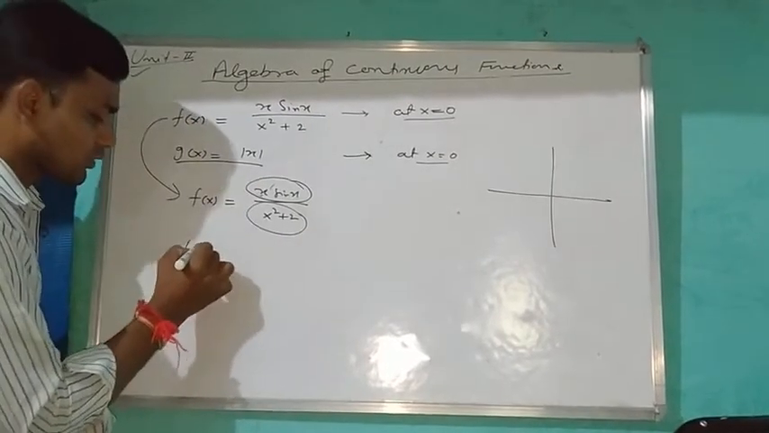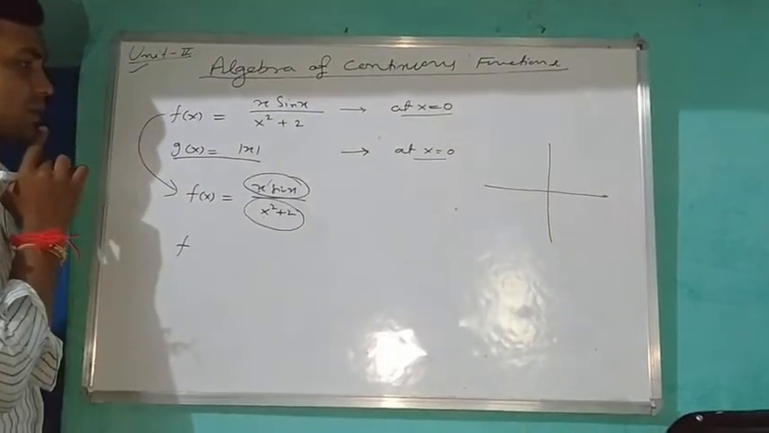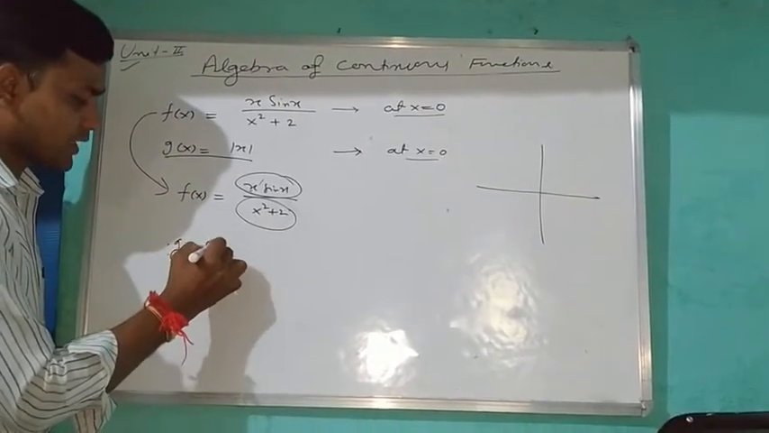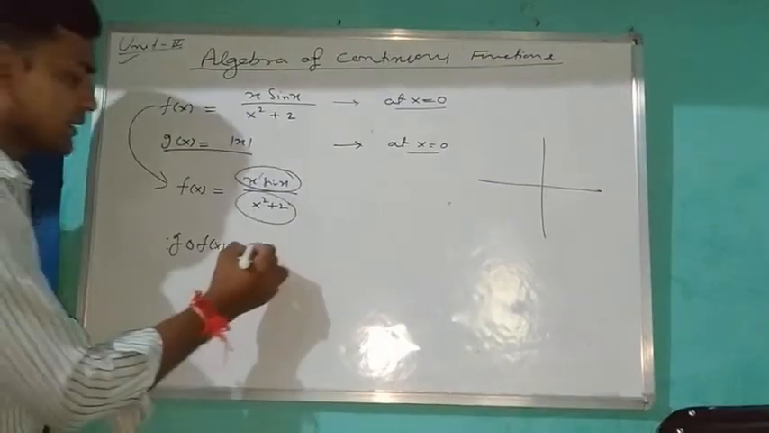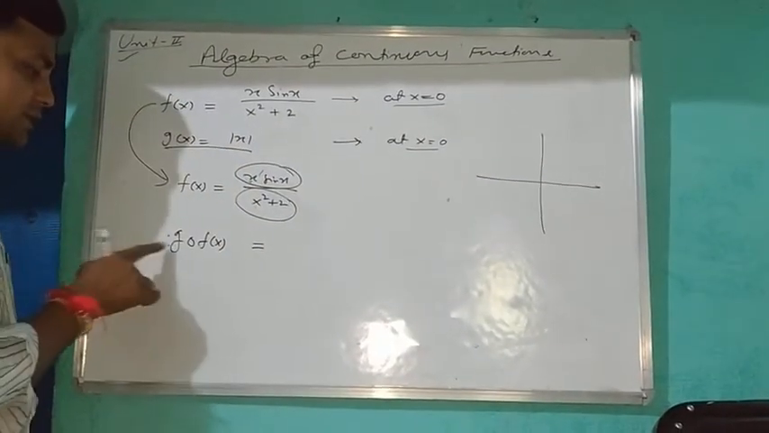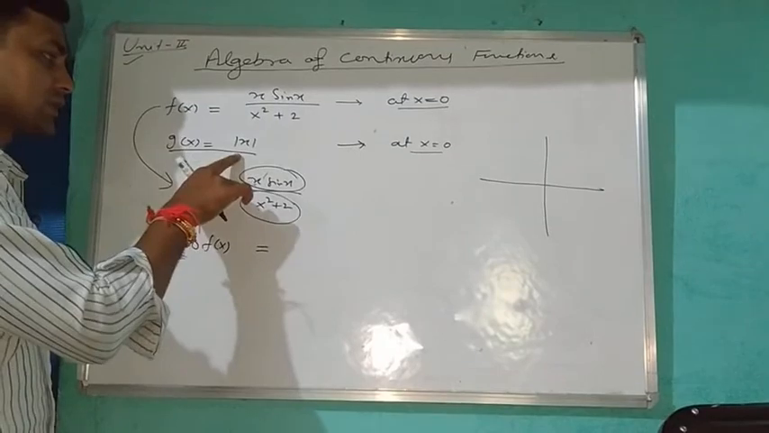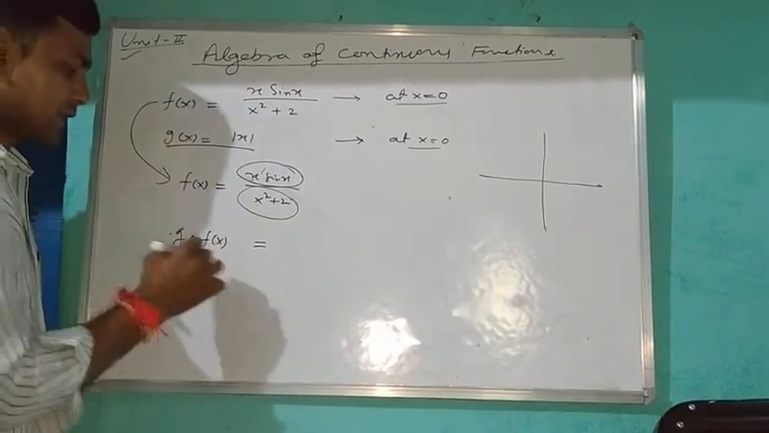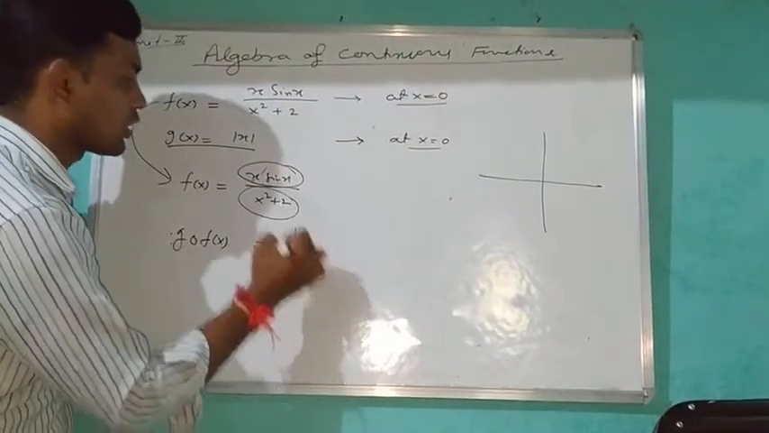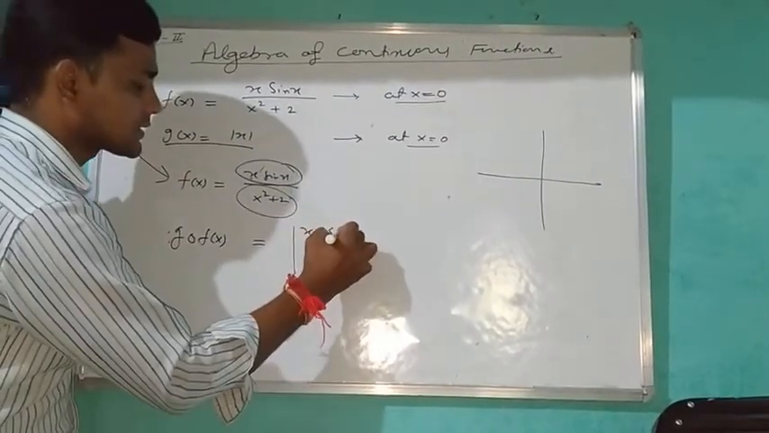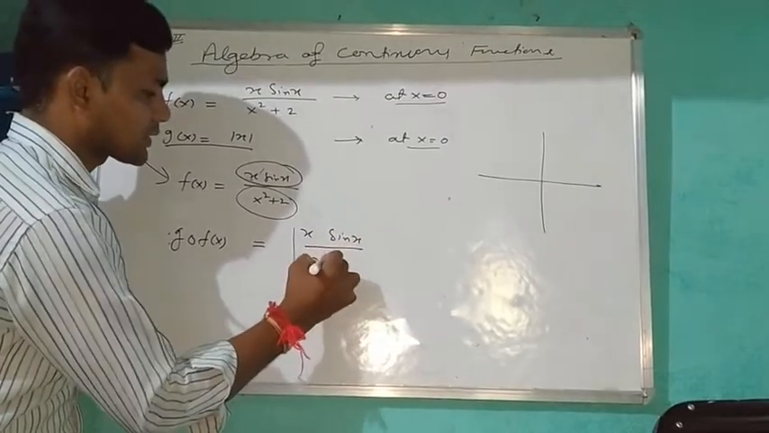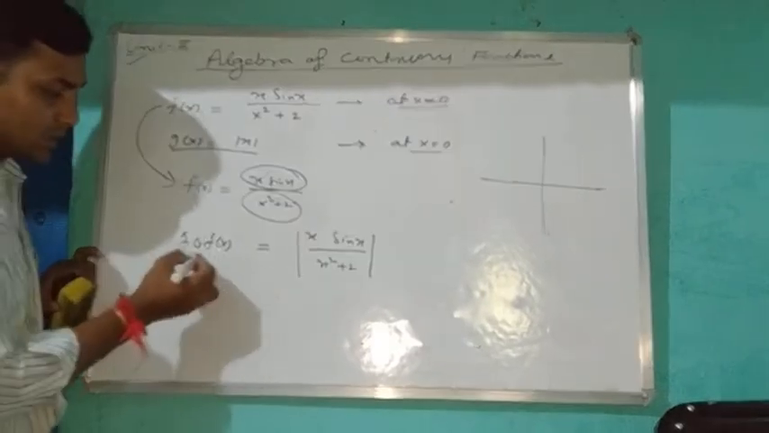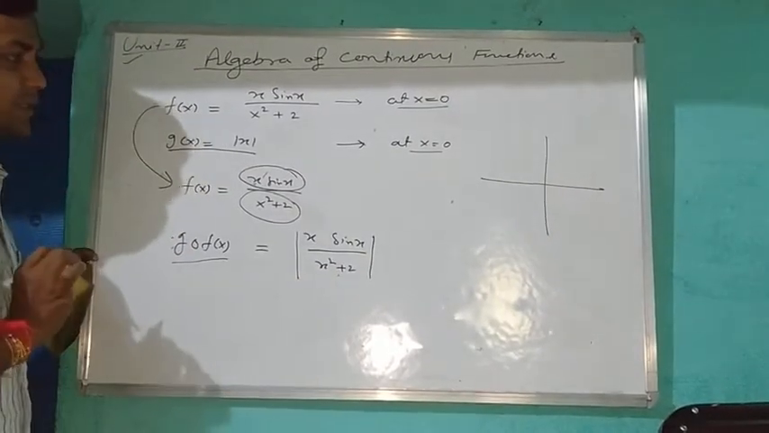If we want to find the continuity of the function g operation f of x, we know that g(x) equals this, then for g operation f of x we can put the value of f(x) at the place of g(x). Then it is equal to mod of x sin x upon x square plus 2. Now the g∘f function is this.